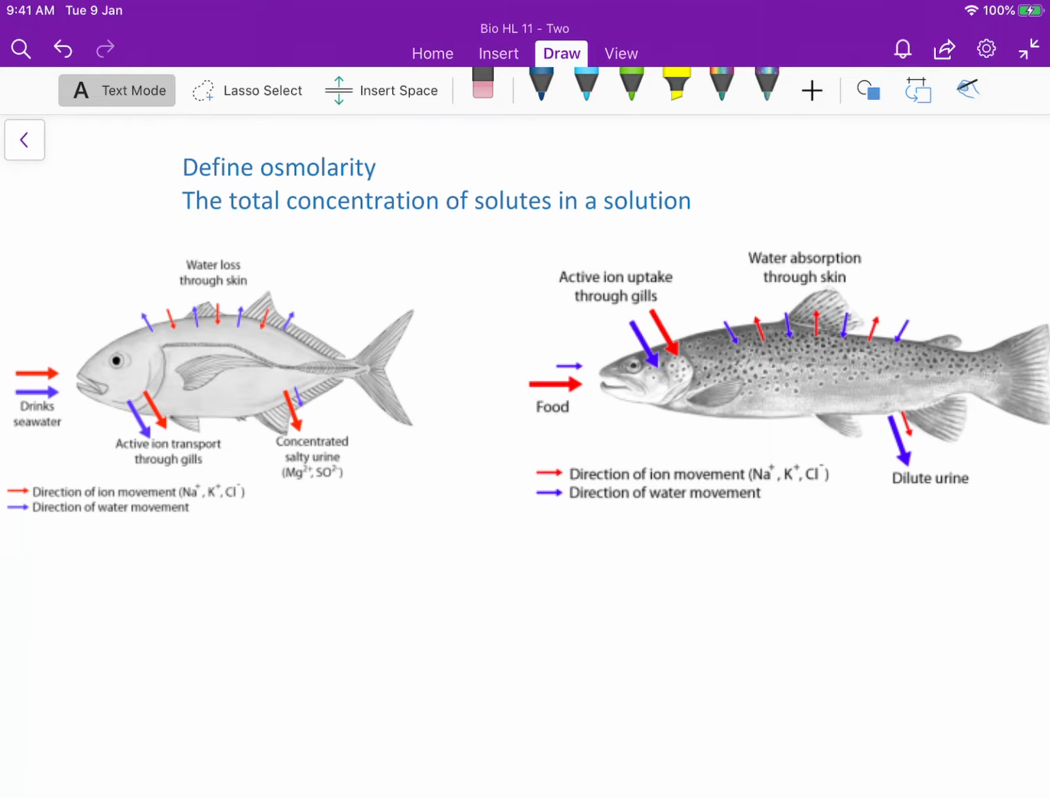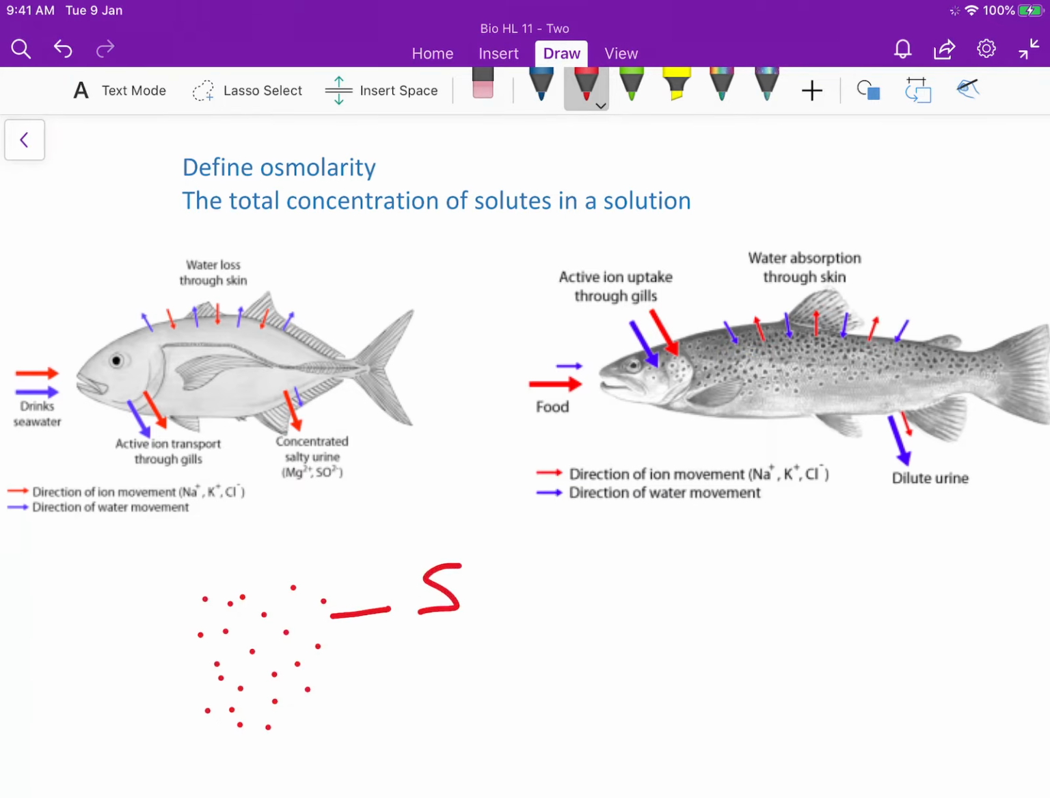Okay, we're going to talk about osmolarity here. And so here's a definition for us. Osmolarity is the total concentration of solutes dissolved in a solution. So if we think about solutes in a solution, then we could be talking about lots of things which are dissolved in that solution. So what things could they be?